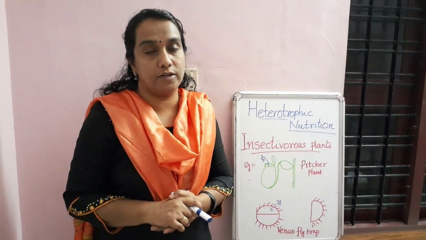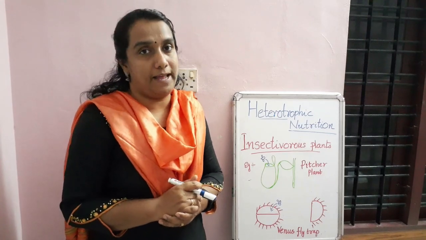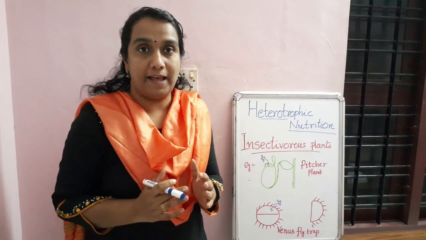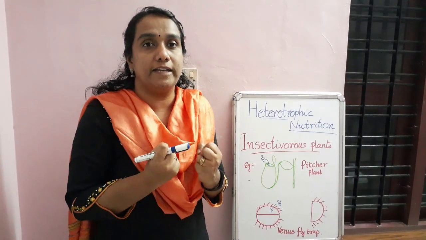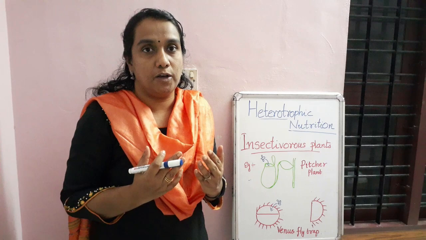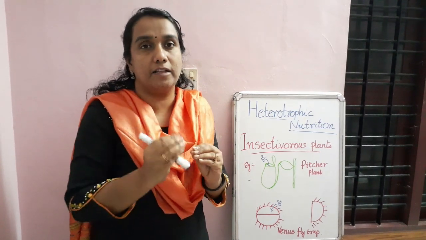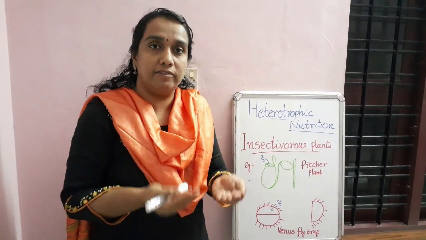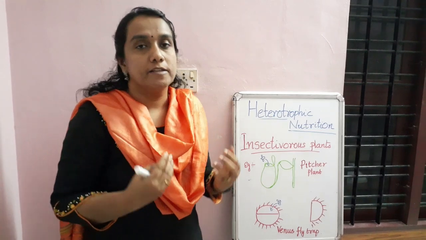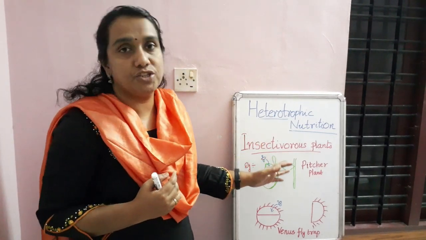Now let's see another type of heterotrophic nutrition by plants. The next one is insectivorous plants. Some plants cannot get their food in the usual way, so they trap insects and digest them. There are different types of plants that trap the insect and, with the help of enzymes and some chemicals, digest it and absorb it into the body. Some examples of insectivorous plants are, first, the pitcher plant.